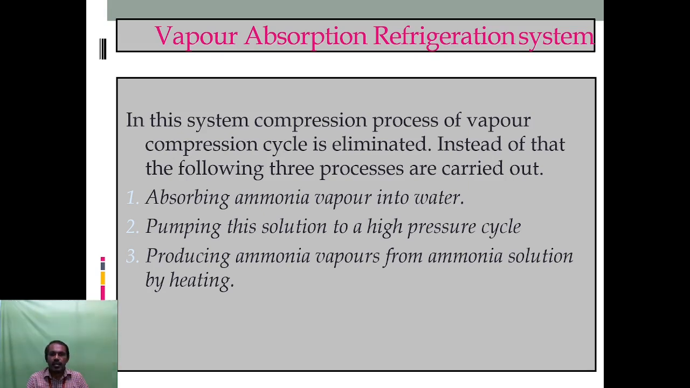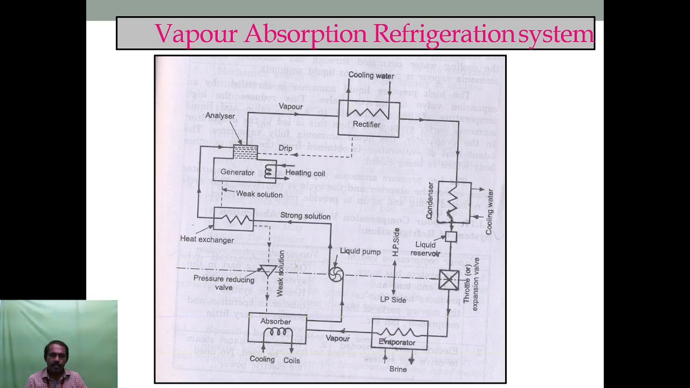So here, the compression process of the vapor compression cycle is eliminated. Instead of that, the following three processes are carried out. One is absorbing ammonia vapor into water. Second is pumping this solution to a high pressure. Third is releasing ammonia vapor from the ammonia solution by heating. This is the vapor absorption refrigeration system.